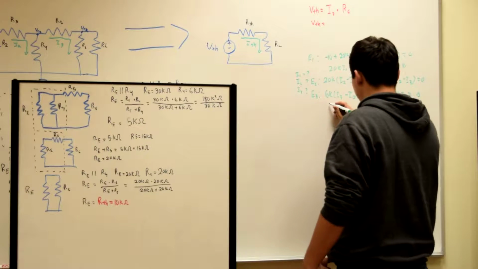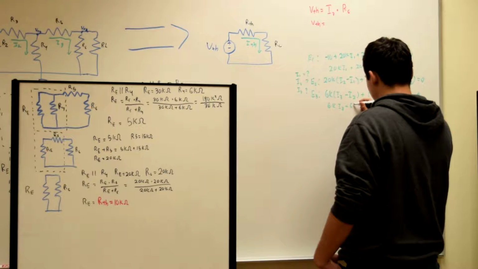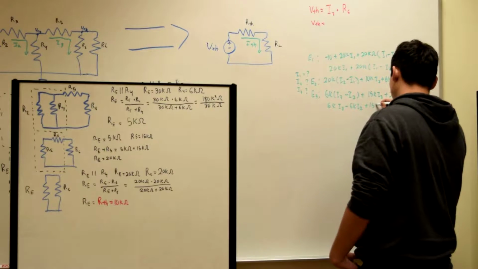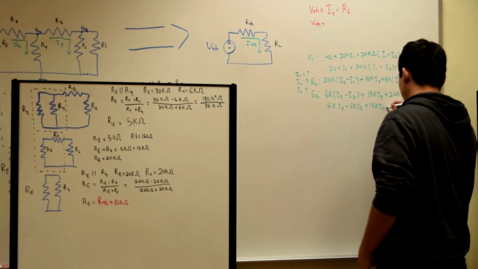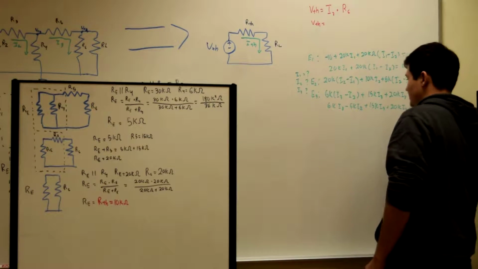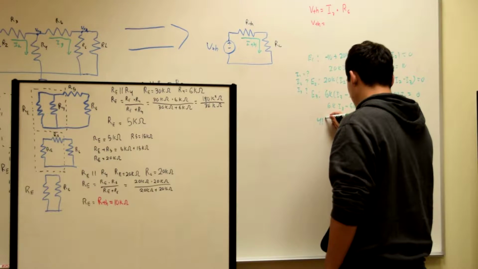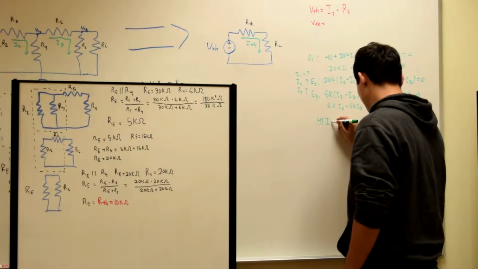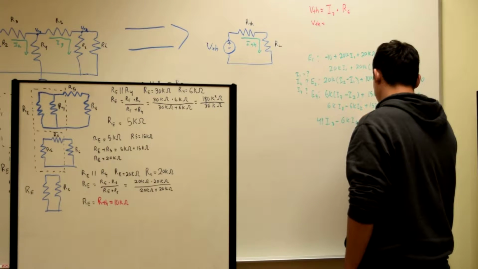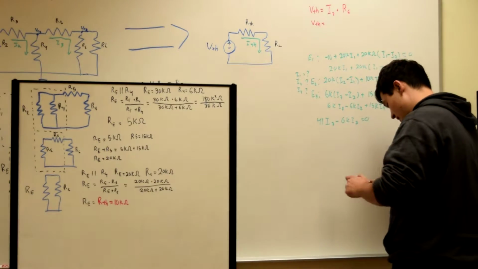So we're going to simplify him down. So we have 6K I3 minus 6K I2 plus 15K I3 plus 20K I3 equals 0. If we combine all of our like terms, we end up with 41K I3 minus 6K I2 equal to 0.